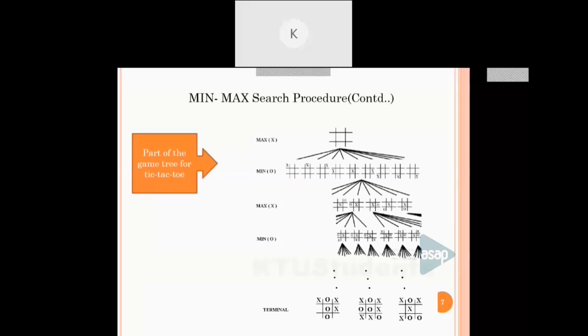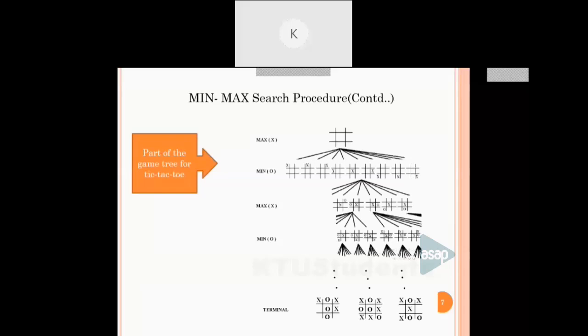So first, it is the turn for max. Always, the min-max algorithm is designed for a two-player game. Always, the first turn will be for max. So in the tic-tac-toe game, max places the value X in any one of the empty columns. And the next turn is for min. So min will place the value O in any one of the remaining empty places. And it goes on until one of the players wins.